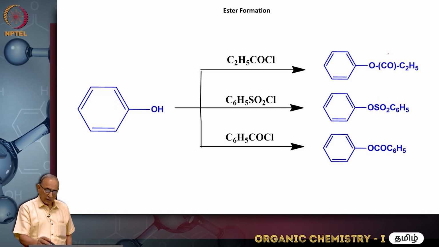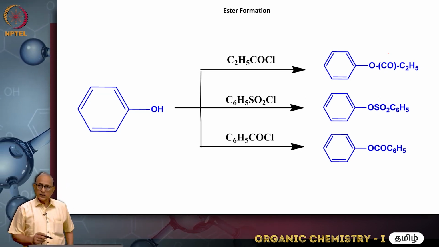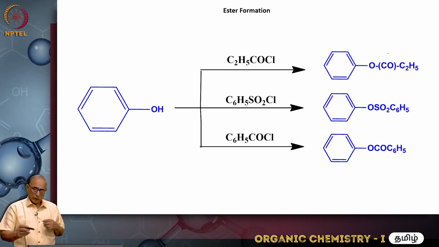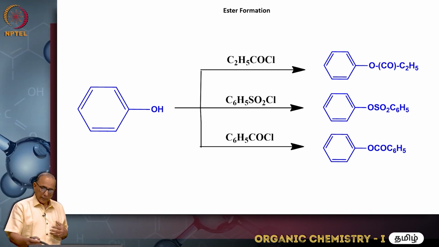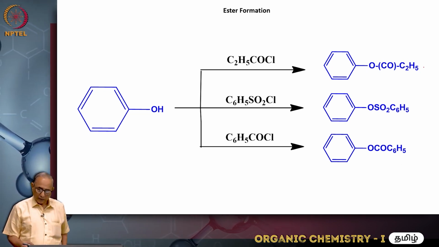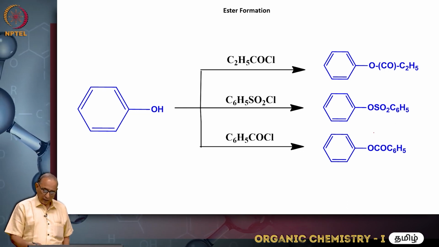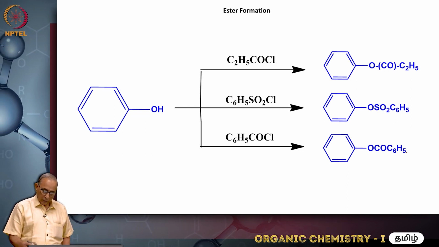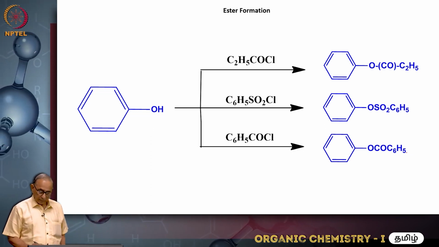Once this reaction takes place, the other product is HCl, which is a gas, and it will get out of the reaction easily, and this product will be formed. Phenyl propionate. This is phenyl sulfonate, and this is phenyl benzoate. This is a derivative of benzoic acid.